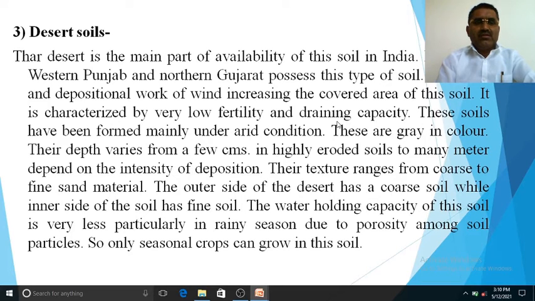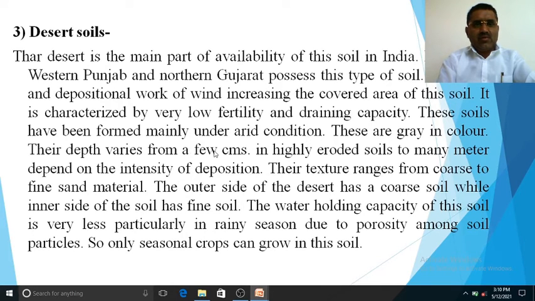As we know that as the number of sand particles increases, the fertility decreases, and that's why the desert soils have low fertility, and water can't be held by these soil particles, because those sand particles are so large they can't hold the water, and that's why draining capacity is more. Draining capacity is less. These soils have been formed mainly under arid conditions. These are grey in color.